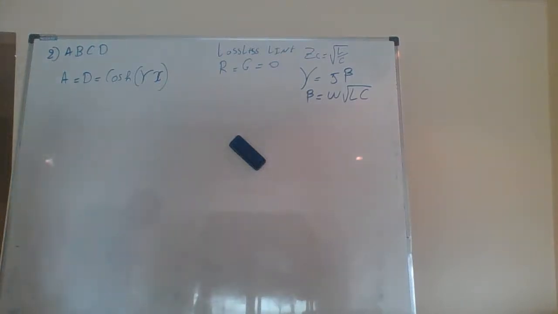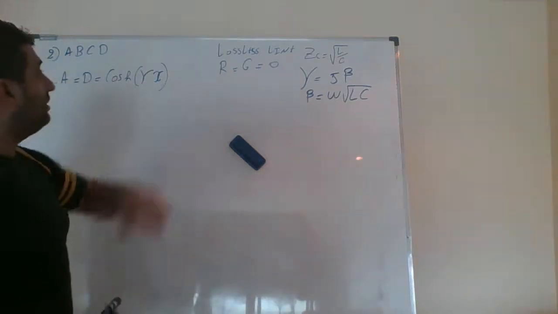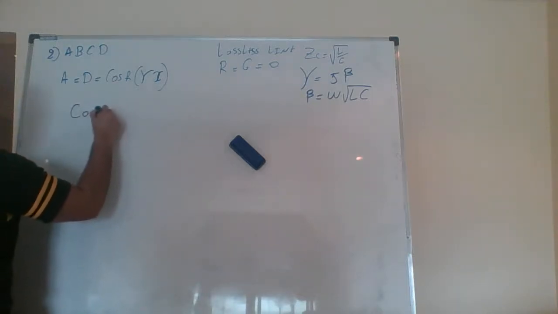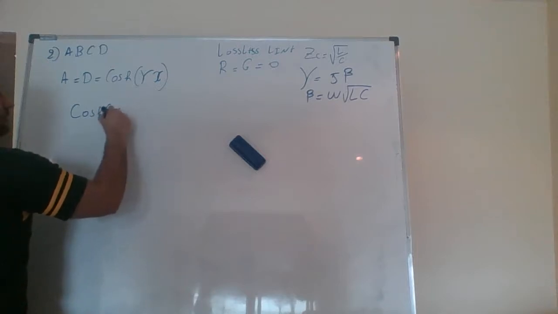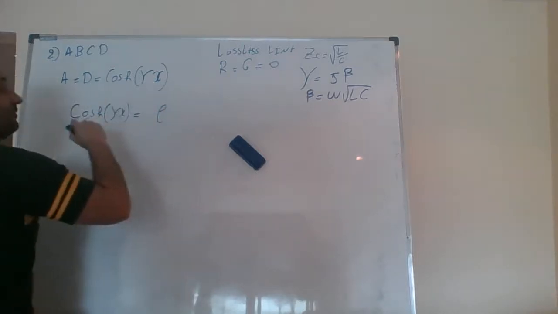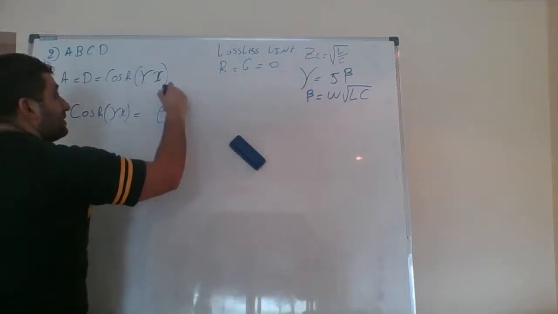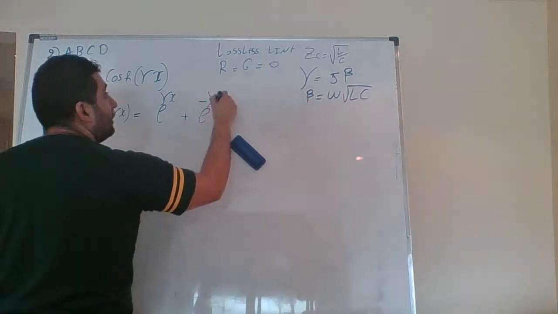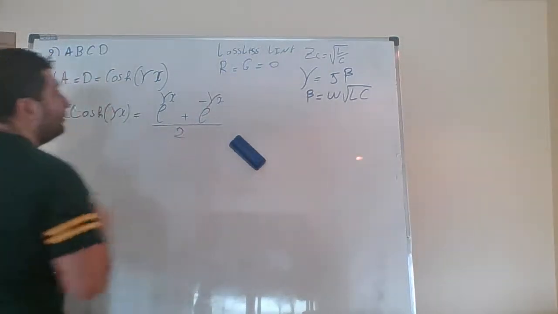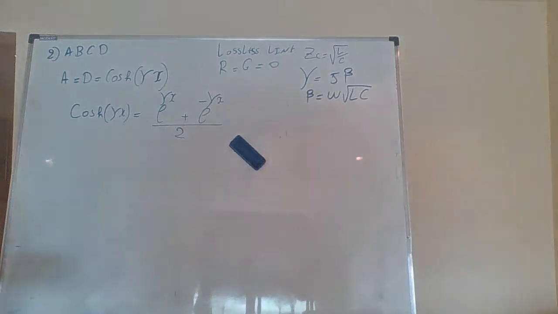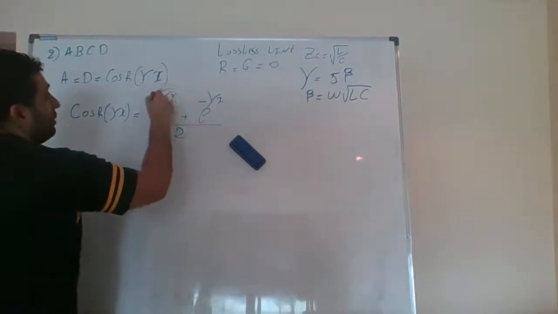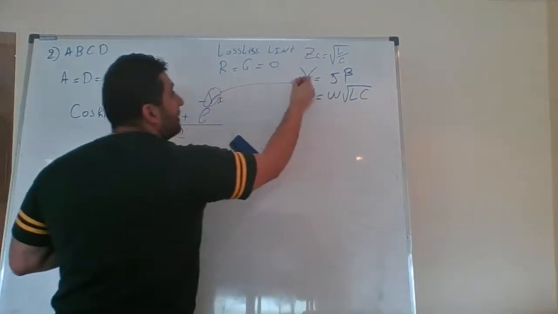So what's this cosine hyperbolic when it comes to a lossless line? Guys, what's the definition of a cosine hyperbolic, if you remember? Cosine hyperbolic of x is equal to exponential of x plus exponential of minus x over 2. Look, guys, hold on a second. Well, what's this one now? Look, this is a purely imaginary.